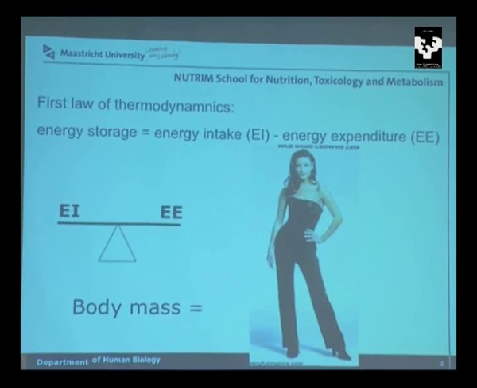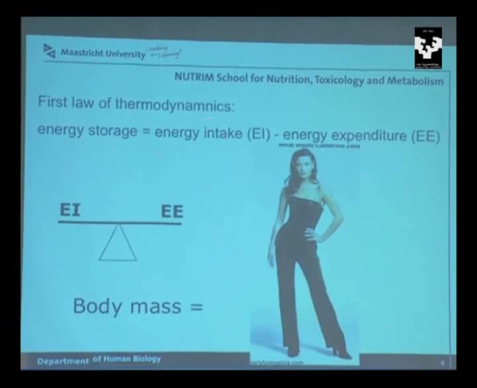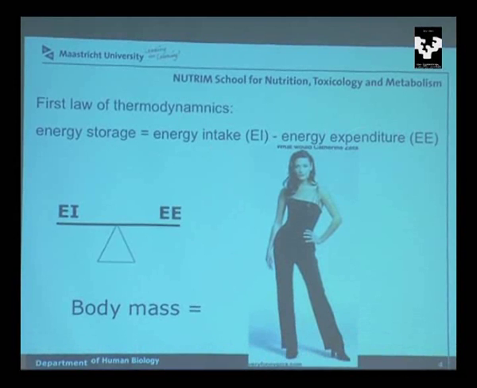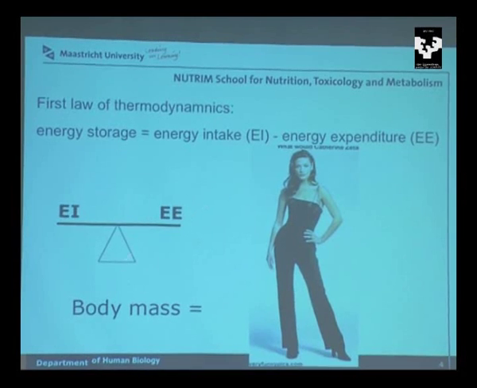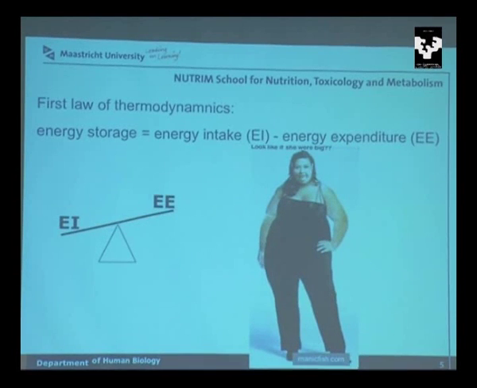And I guess everybody knows Catherine Zeta-Jones, which is in the picture here. If you apply that law to humans, first law of thermodynamics, it means that you will store all the energy that you take in minus the energy that you are expending. So everything you eat or drink, you will have to spend it again or you will store it in your body. And as long as there's a balance between energy intake and energy expenditure, your body mass will not change. If there's a slight change in the balance, this could happen to Catherine Zeta-Jones. And as you all know, this is a little bit of a problem in our current Western society.